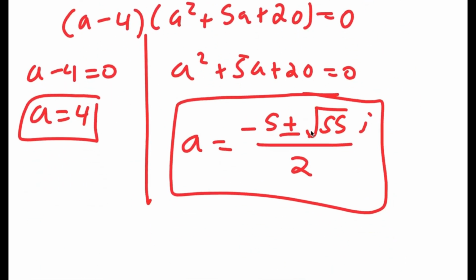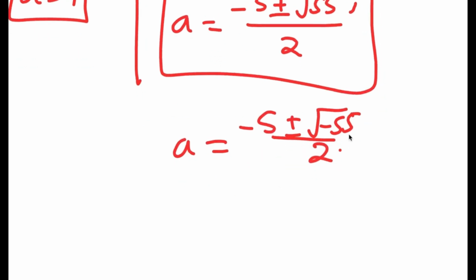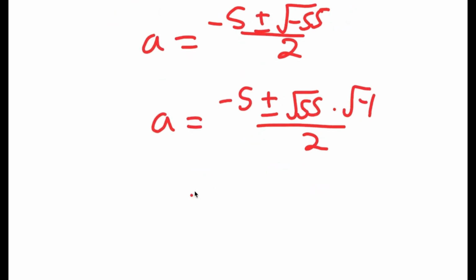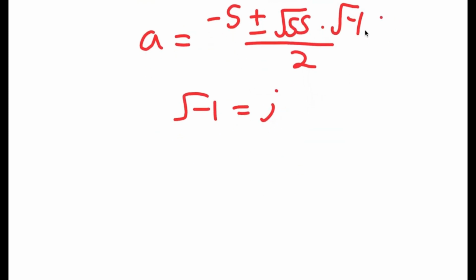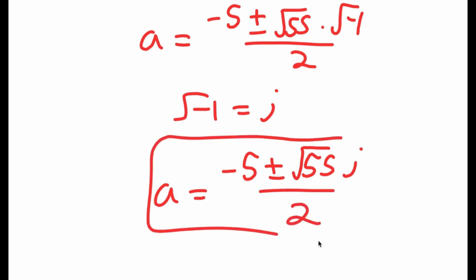Actually, what you should get is a equals negative 5 plus or minus the square root of negative 55 over 2. And the square root of negative 55, I can rewrite that as the square root of 55 times the square root of negative 1. And if you guys already didn't know, the square root of negative 1 is equal to the imaginary number i. So if I replace the square root of negative 1 with i, I get a is equal to negative 5 plus or minus the square root of 55 i over 2. So that's how I got the square root of 55i.